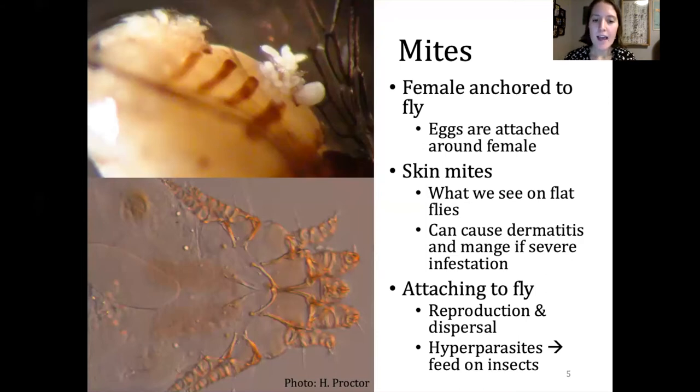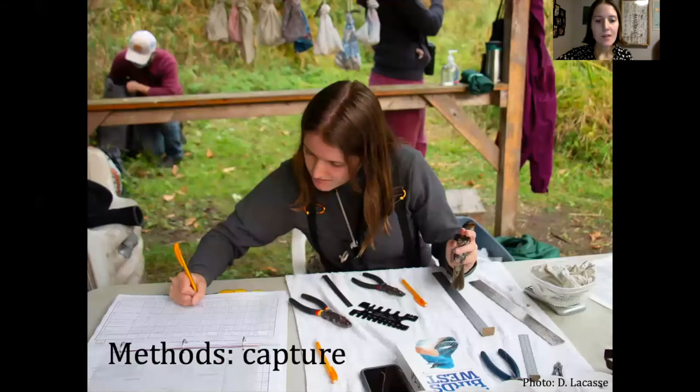And once the eggs hatch on the fly, then the mites will leave the fly to colonize the bird host and wreak havoc there. So this is why the mites are so interesting, and it's why it's really neat to be studying them. So at this point, I'll get into the specifics of our methods.